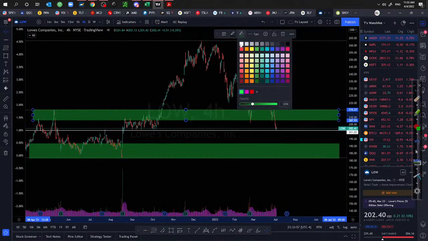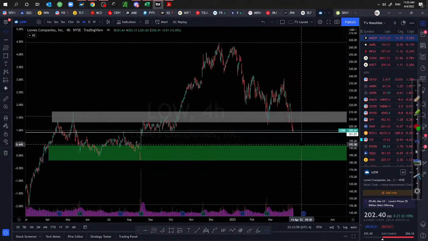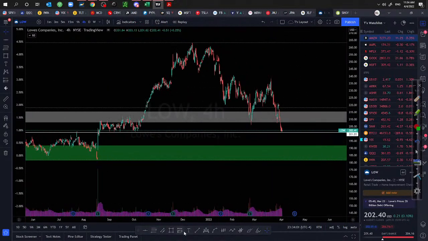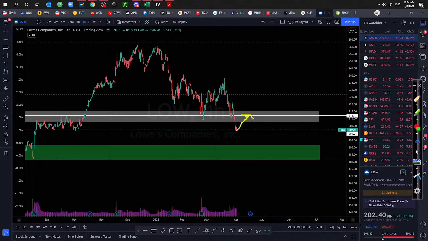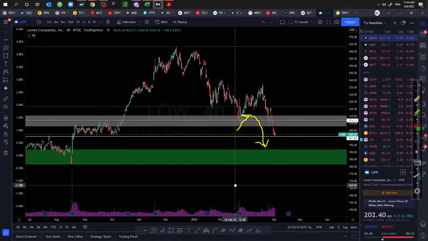This is now going to be your dual zone. We kind of want to see a rejection here. I would say somewhere around here. So a 212 rejection, could see the downside here.